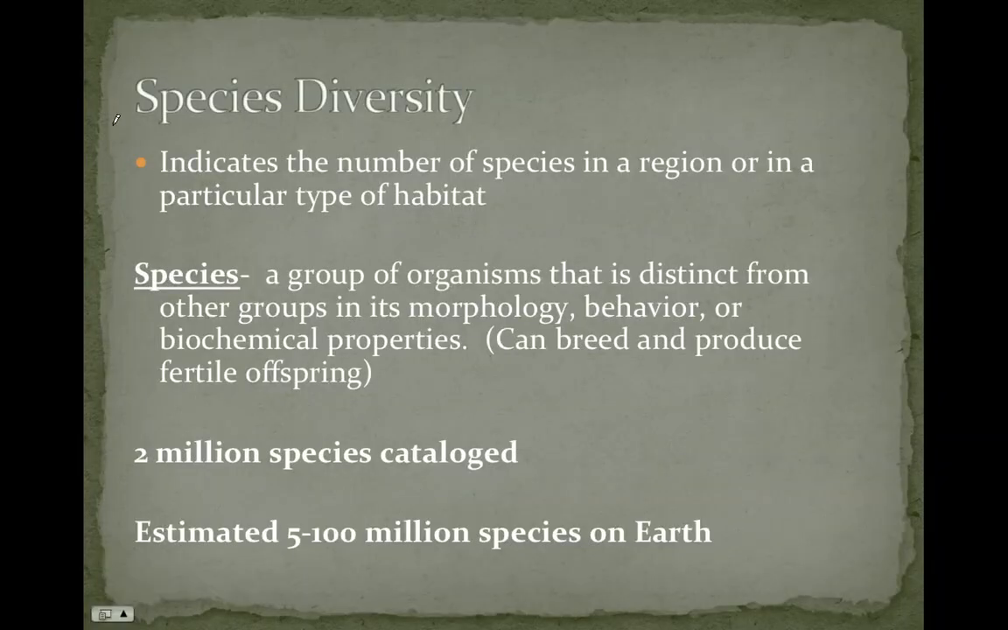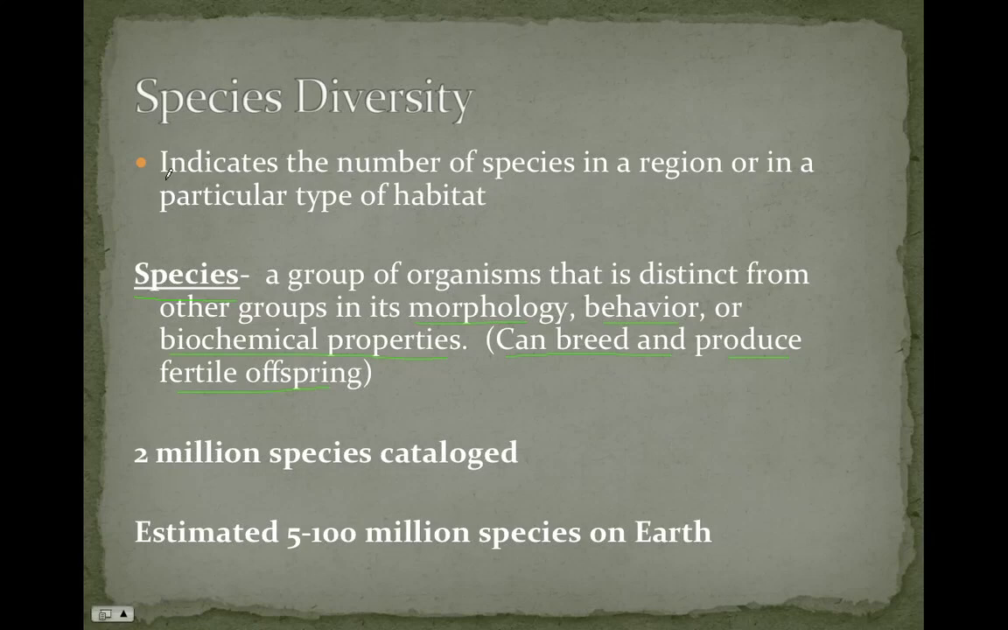Species diversity is another thing that we can measure. And a species, first of all, let's talk about species. A species is a group of organisms that is distinct from other groups in its morphology, its behavior, or biochemical properties. Another way to think of it is, can two individuals breed and produce fertile offspring? That's one way to indicate whether it's a species or not. There's a lot of debate about what determines a species, particularly with genetics coming around.